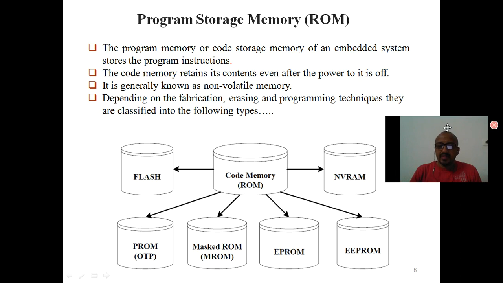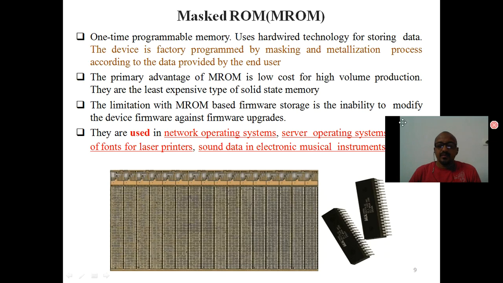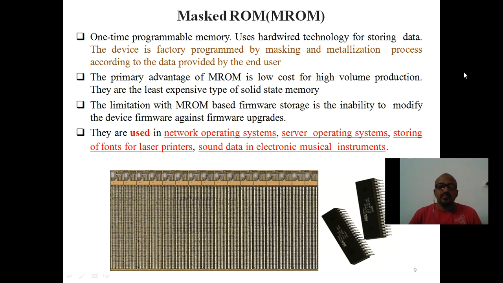Depending on fabrication, erasing and reprogramming or programming techniques, ROMs are classified into six types: Masked ROM, which we usually call MROM, then PROM, sometimes called OTP, one time programmable ROM, EPROM, flash, EEPROM, and NVRAM. First, we'll try to know the first type, mask ROM, that we refer to as MROM.